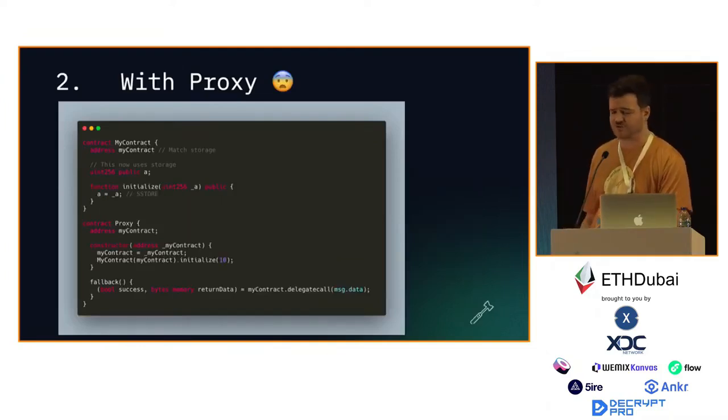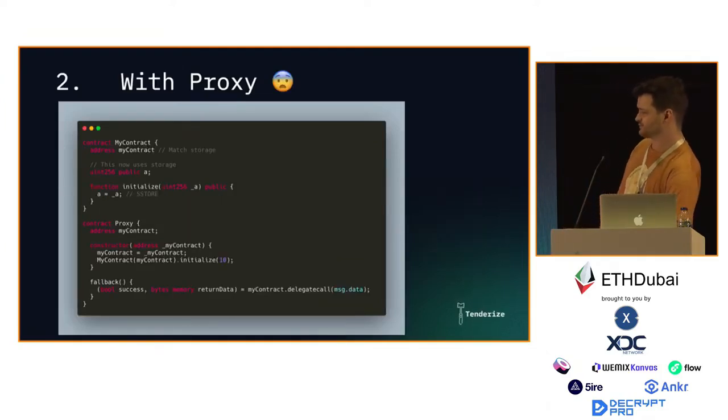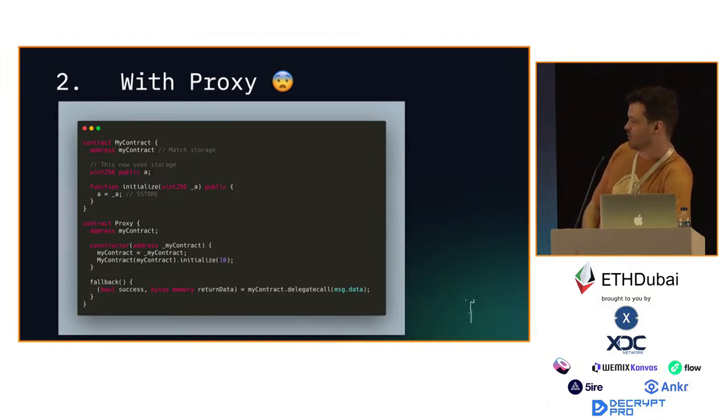Now, if we want to switch to a proxy, this becomes really problematic. You can't use a constant or an immutable with the proxy. So variable A will be saved in storage instead. And because we're using a proxy, we also have to match the storage between the bottom contract and the top contract. Otherwise, you can get storage collisions, which could lead to very bad things happening to your contract.